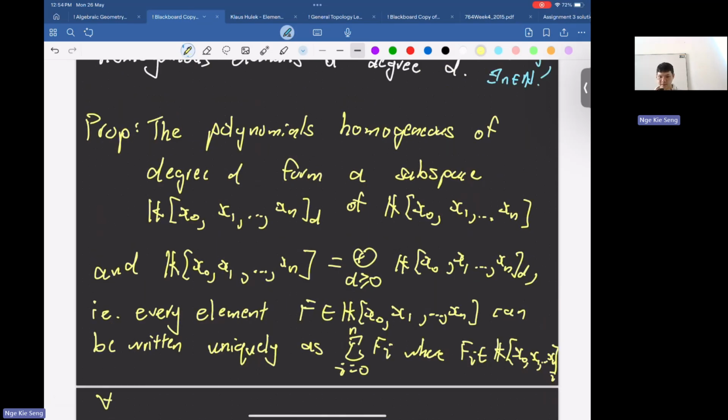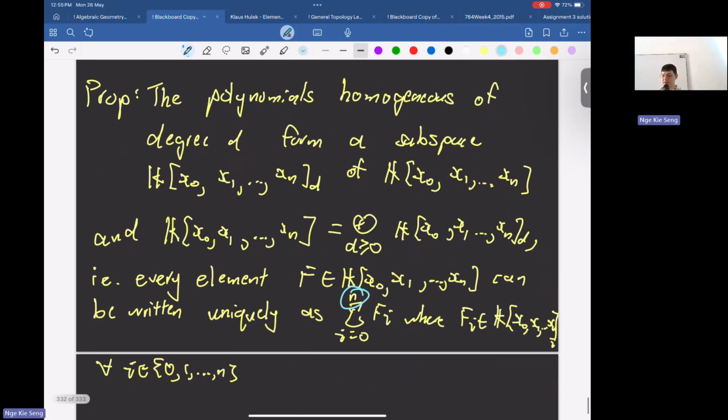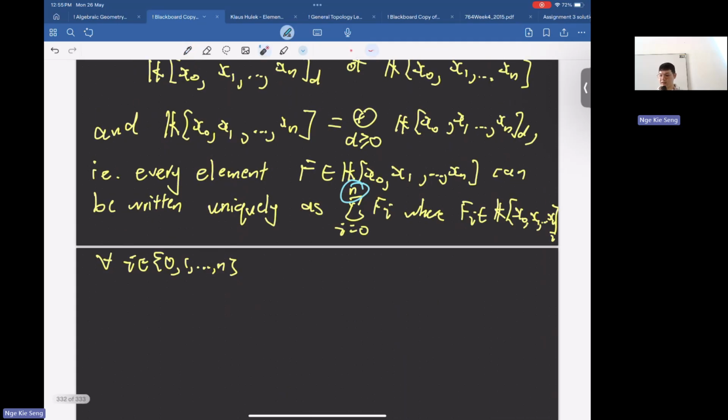For some i. There's a very important point here. Although our direct sum goes infinite, the elements here are really a finite sum. They stop at a certain end. Can you imagine this? Is it true or not? Can you give me some element inside this coordinate ring, k[x0, x1, ..., xn]? Maybe we don't prove it. You can write it down.